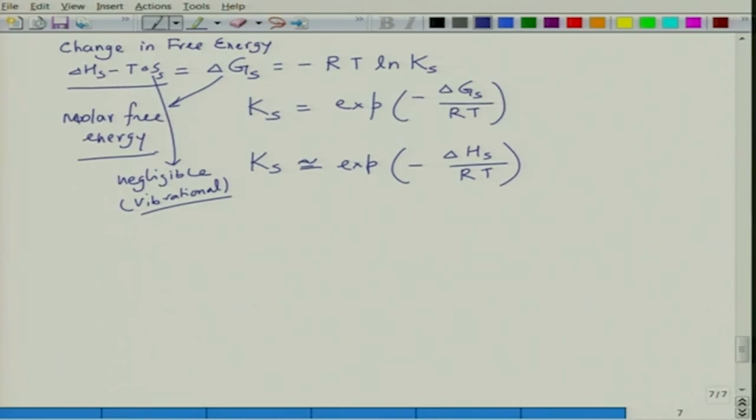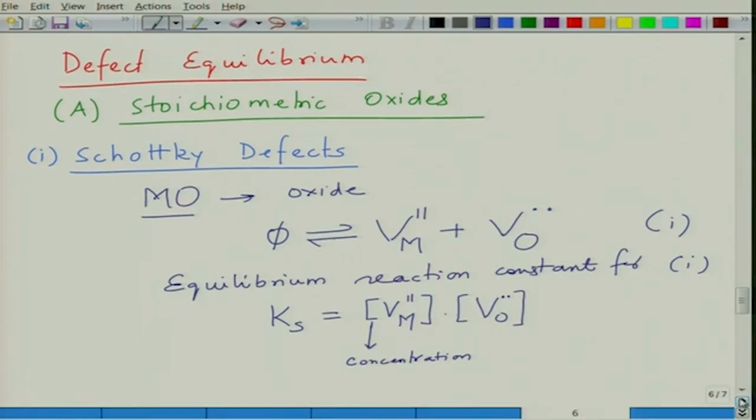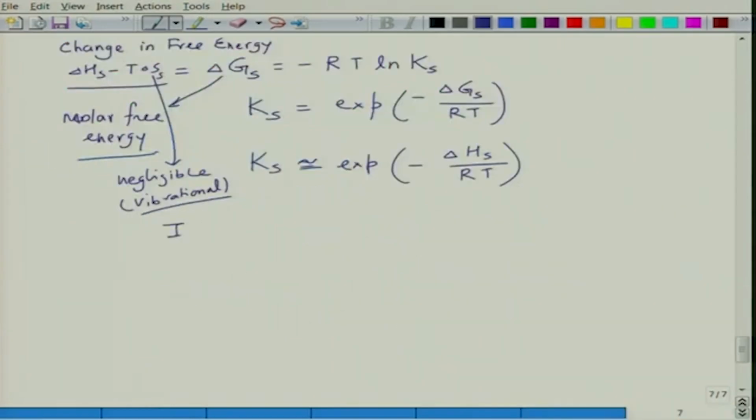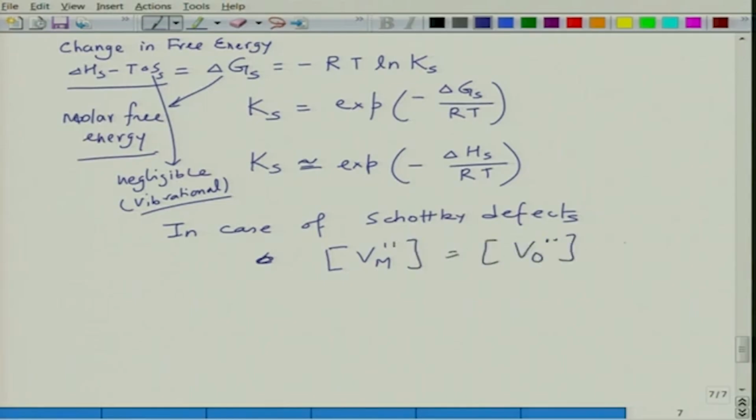So, if Schottky defects were to dominate, now from this equation you can write, in case of Schottky defects, we know that [Vm] is equal to [Vo], because for MO. But if it is not for MO, if it is for M2O3, then it would be different.